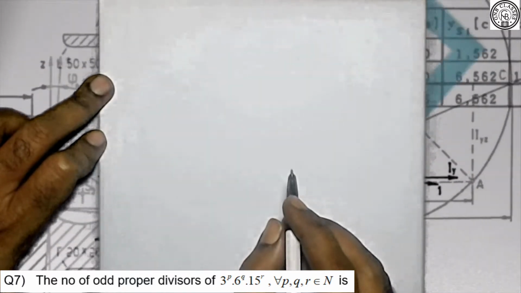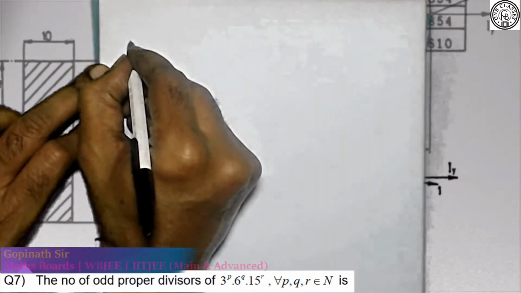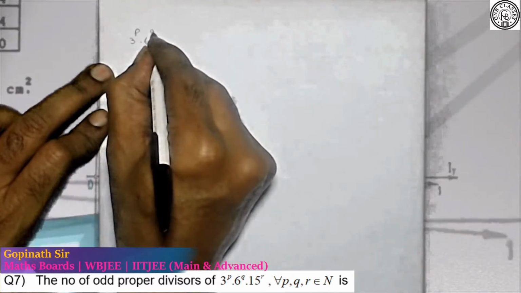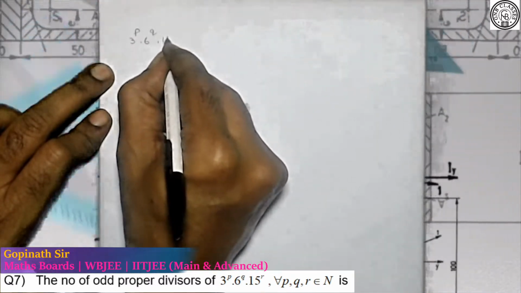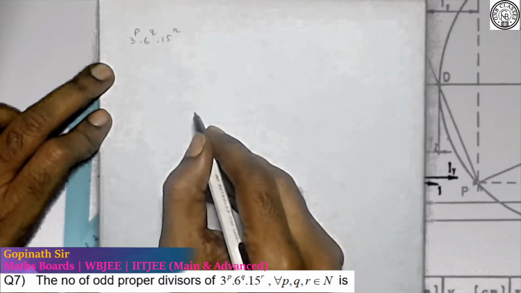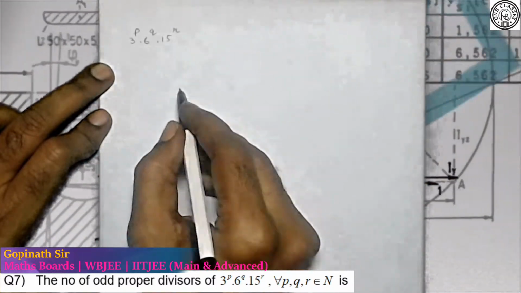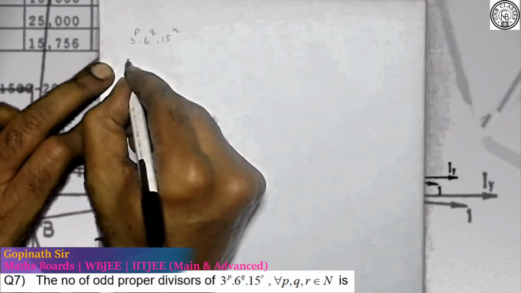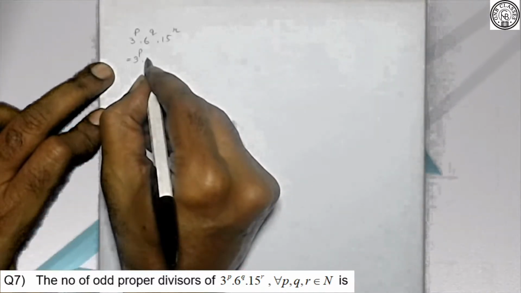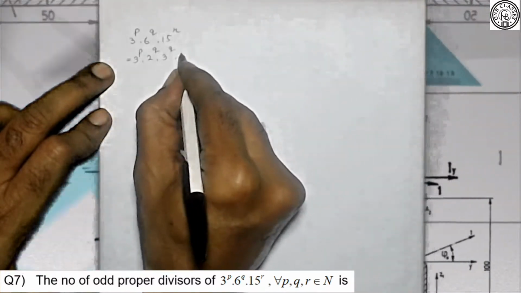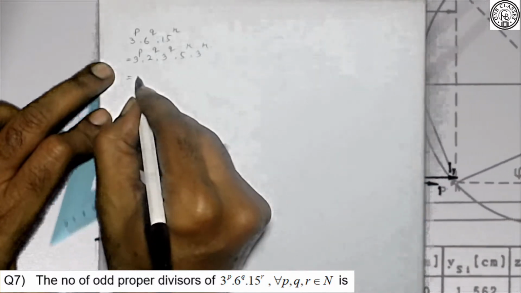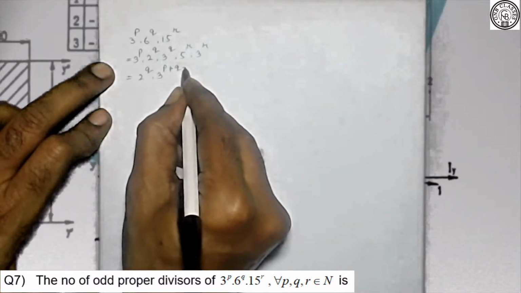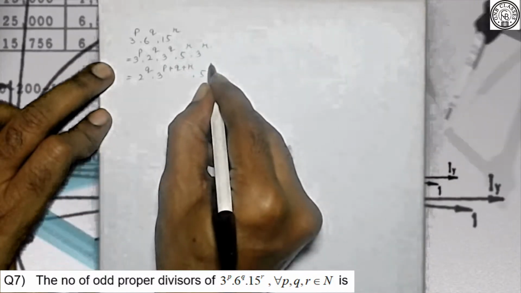Odd proper divisors. And it is given not in prime factorization basically. We have to convert this into prime factorization, otherwise we cannot find it out. So this is 3 to the power p into 6 to the power q into 15 to the power r. So we have to convert this into prime factorization. So we are having 2 to the power q into 3 to the power p plus q plus r into 5 to the power r.